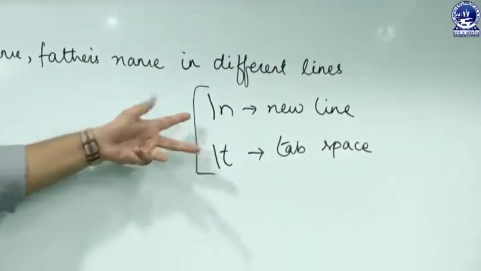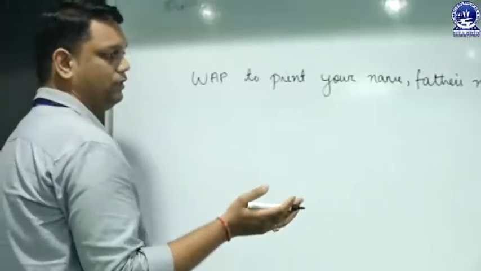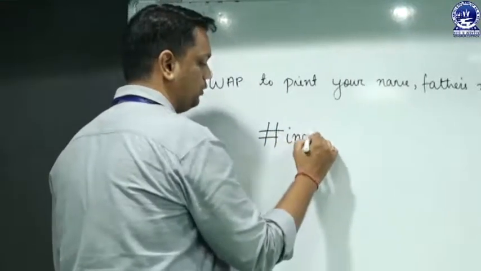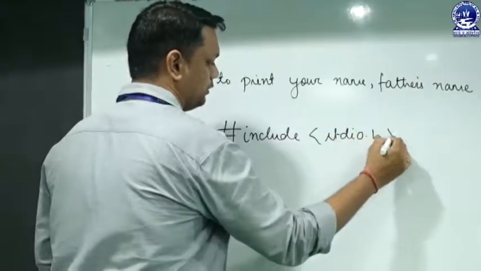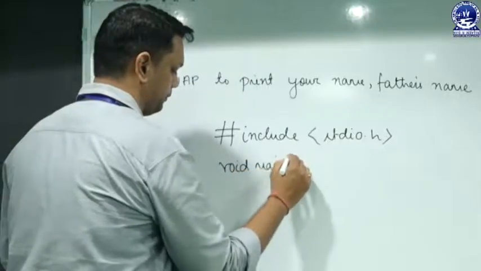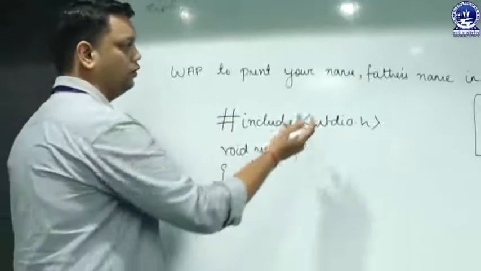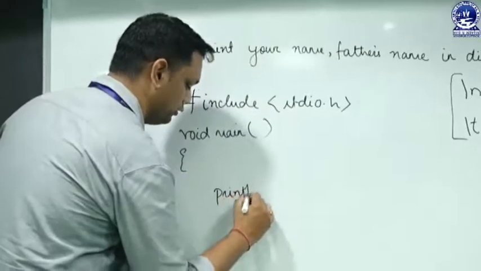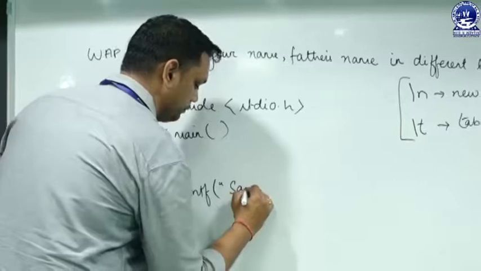So how will we implement the escape sequence in our program? As per the structure of a C program, the program starts with #include <stdio.h>, which is the header file. Next comes our main function, that is void main. Then the program starts to print your name. As we know, to print anything we use the printf function. So I use the printf function. Now I have to print my name. Suppose I am printing my name.